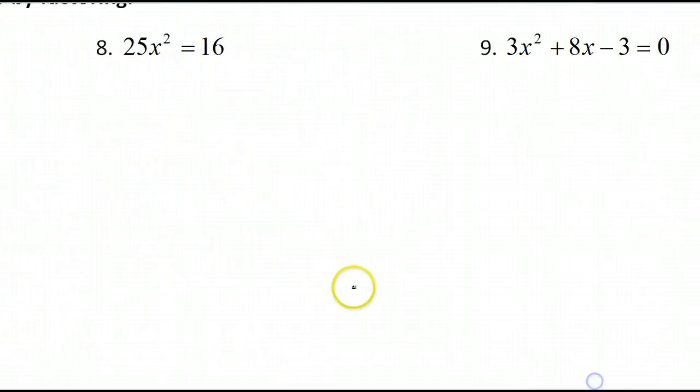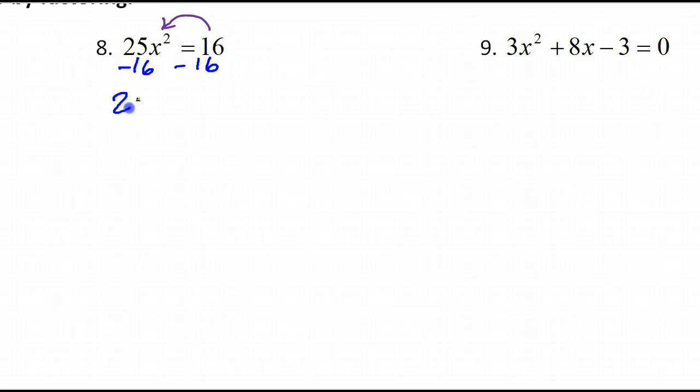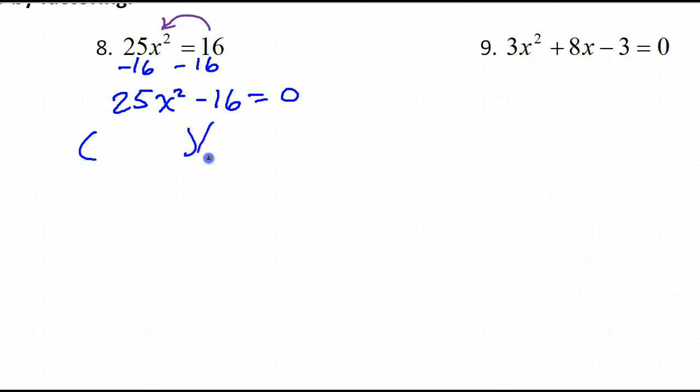Okay, let's see what happens on number 8. Again, we need this in standard form, so let's subtract 16 from both sides. That is going to give me 25x squared minus 16 is equal to 0. Well, this is only two terms. Luckily, it is the difference of two squares, which is a pattern that we know very well, hopefully.